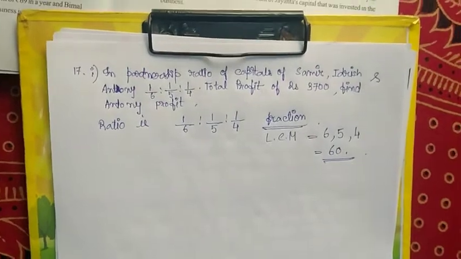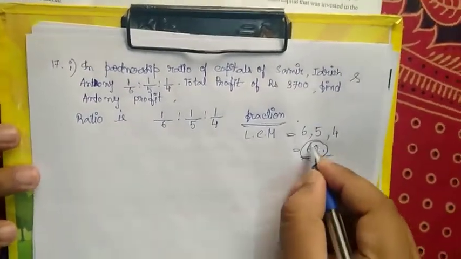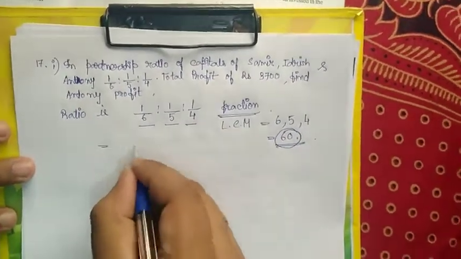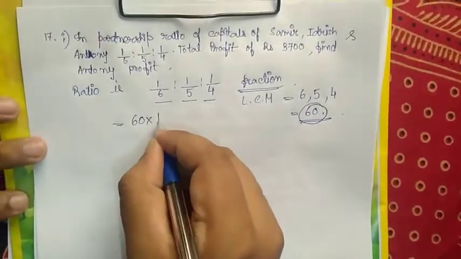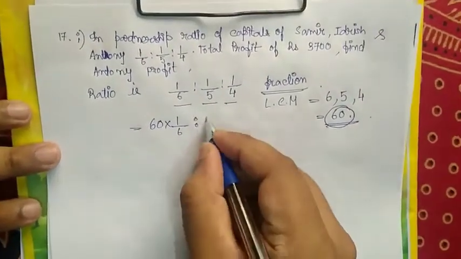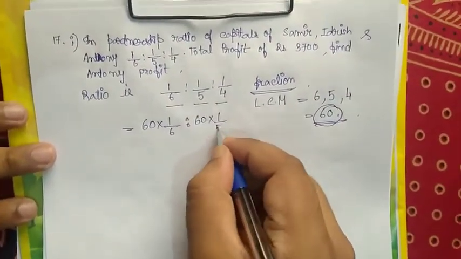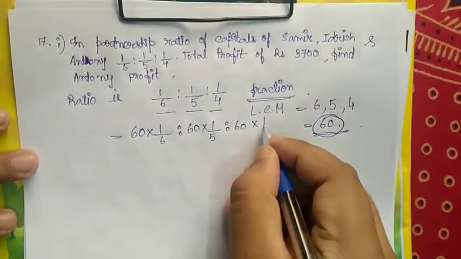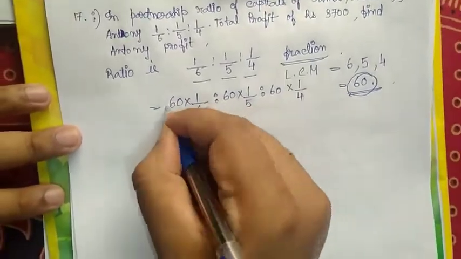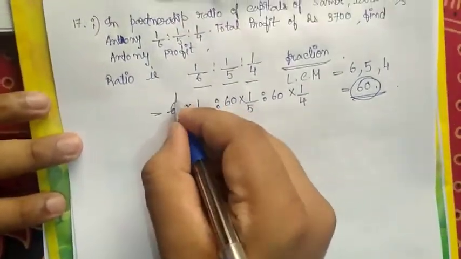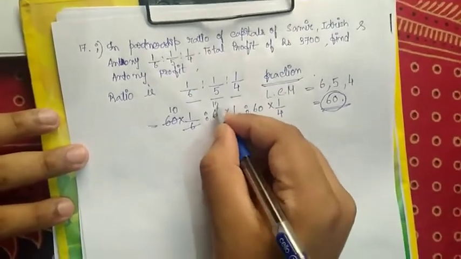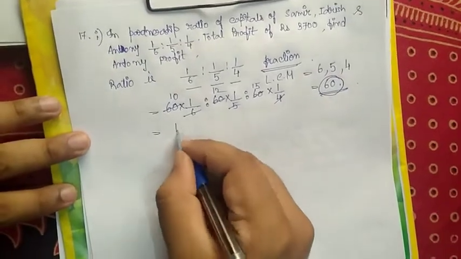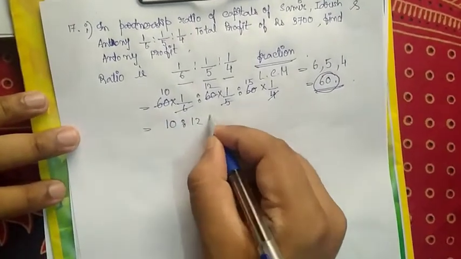So therefore after finding the LCM, we have to multiply every term by the LCM. So therefore 60 into 1 by 6 to 60 into 1 by 5 to 60 into 1 by 4. Dividing by 6 we get 10, by 5 we get 12, and by 4 we get 15. So therefore the ratio is 10 to 12 to 15.